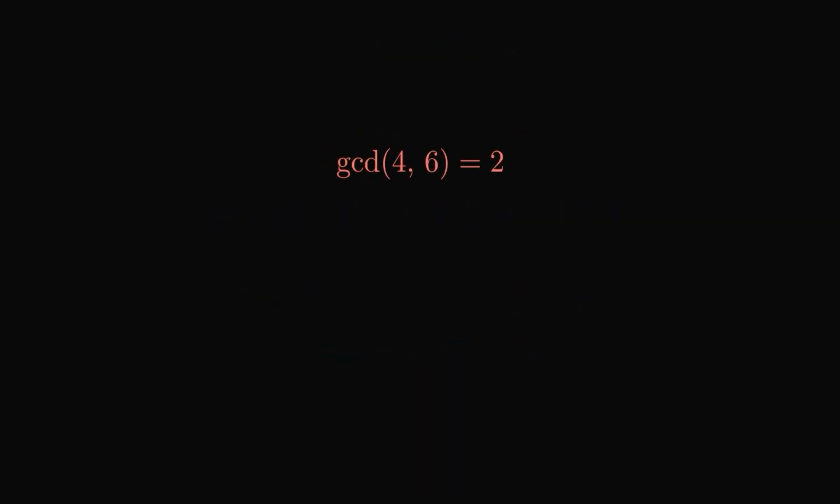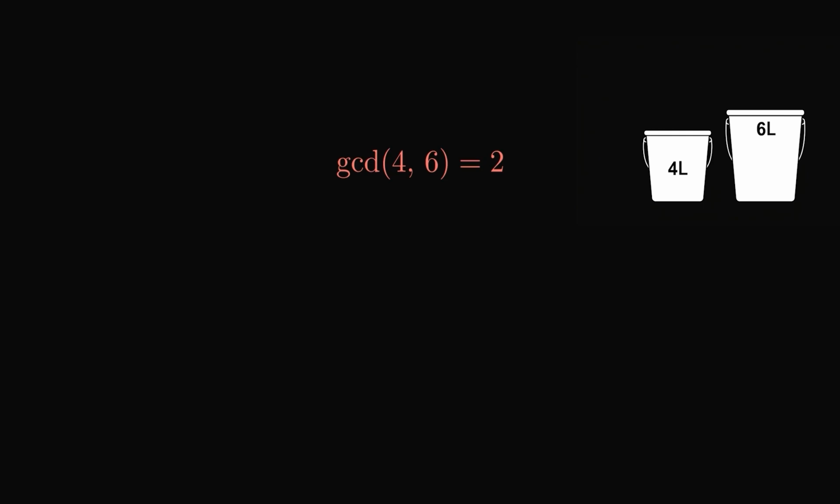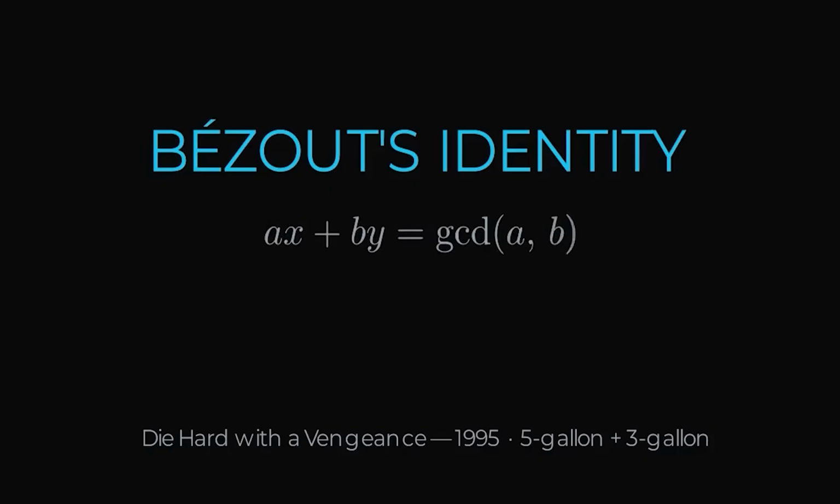Now, what if your buckets were 4 liters and 6 liters? The GCD of 4 and 6 is 2. You can reach 0, 2, 4, 6. But you can never reach 1, 3, or 5. The puzzle becomes permanently impossible. This exact puzzle appeared in the 1995 film Die Hard with a Vengeance.